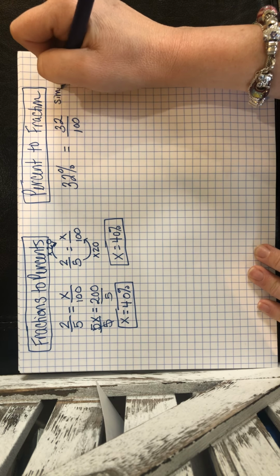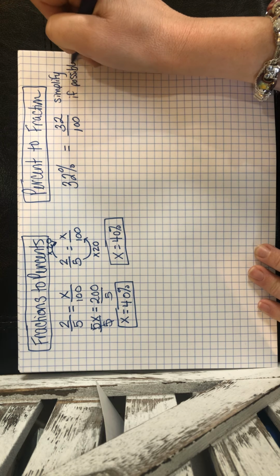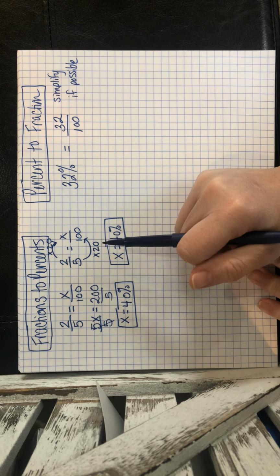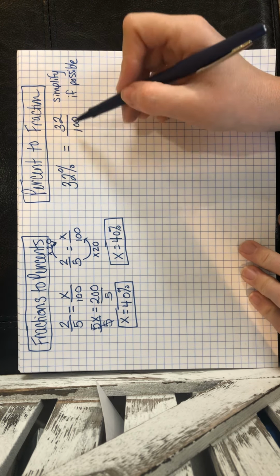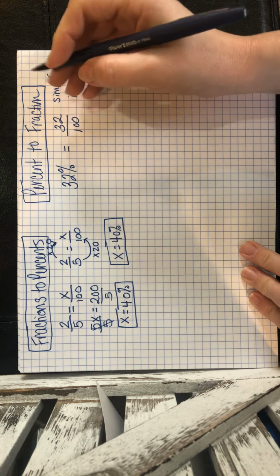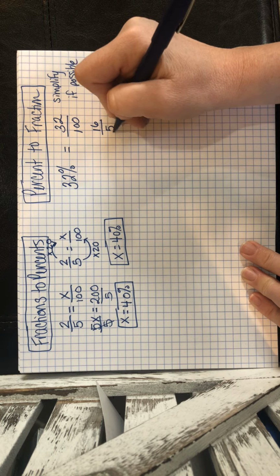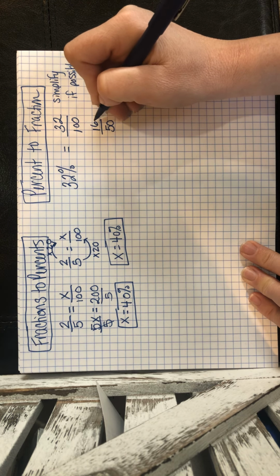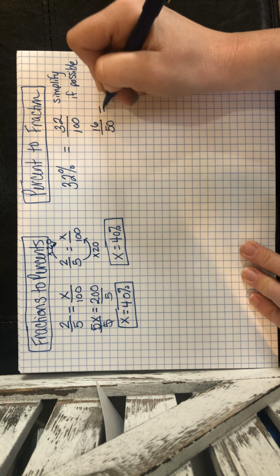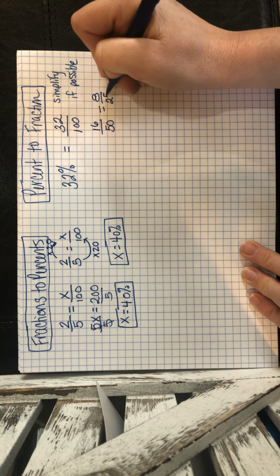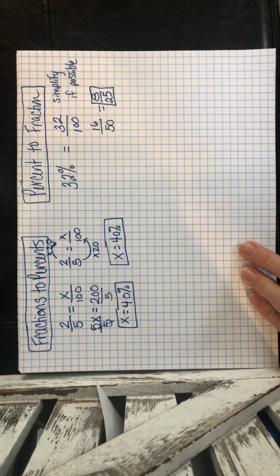And then you need to always remember to simplify if possible. So in this case, 32 and 100, we can divide them by a bunch of different things. But if you start with 2, 32 divided by 2 is going to give us 16. If we divide this by 2, it's going to give us 50. And then if we divide each of these again by 2, we get 8 over 25. And at this point, we are completely simplified.